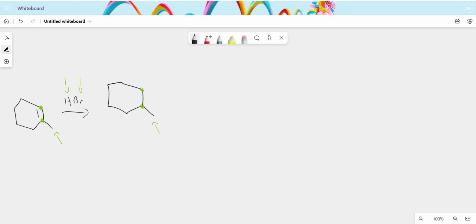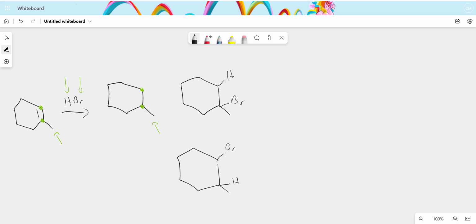I've got one where, there's my methyl group again, I could have the hydrogen added here, and I could have the bromine added here. Or the other option, there's my methyl group again, is I could have the bromine added here, and I could have the hydrogen added here. Now there is a preference in this reaction. And so what we need to do is understand what the most substituted carbon is.